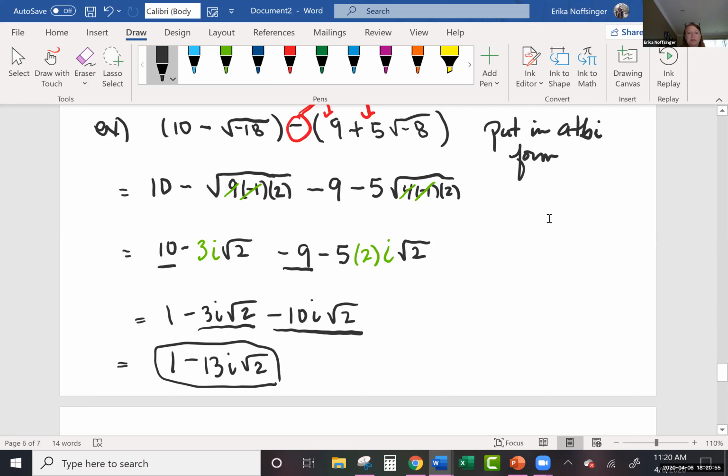And so it's in a plus bi form. You might write the i after the root 2, but again, in this case, you have to just make sure that it's shown that it's not underneath the radical.